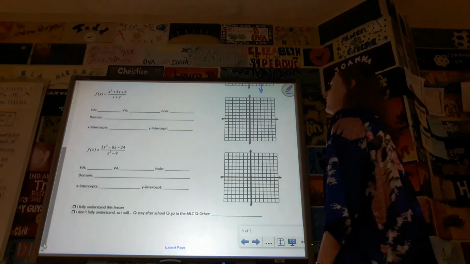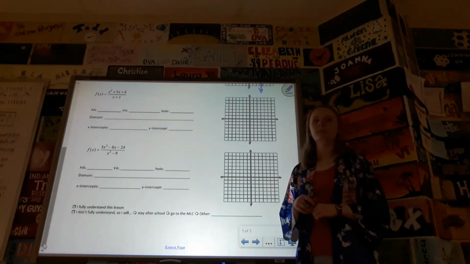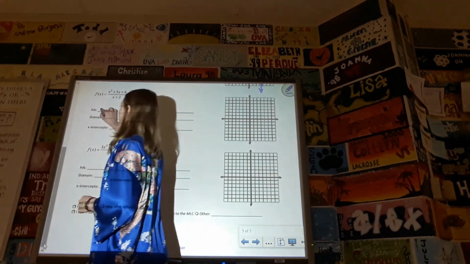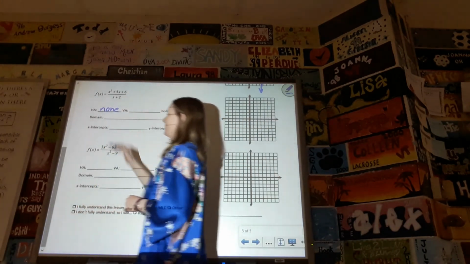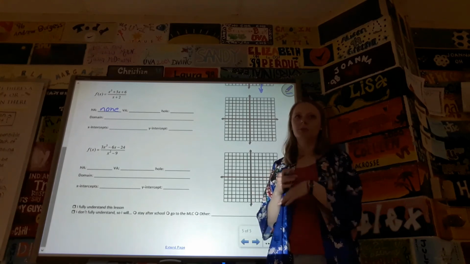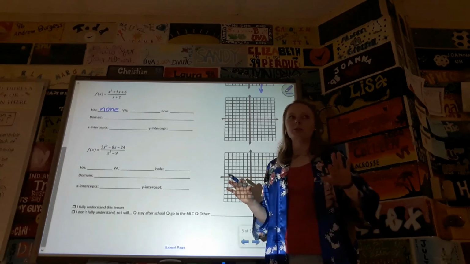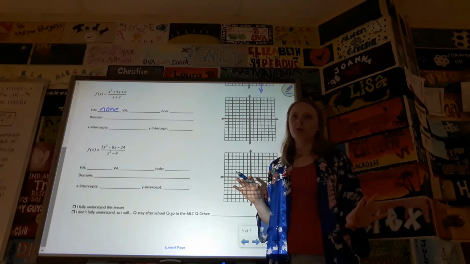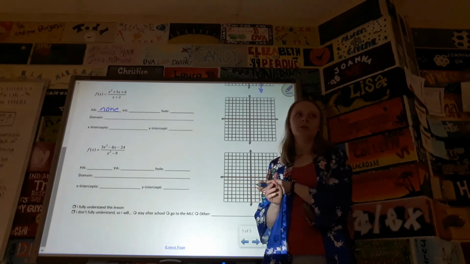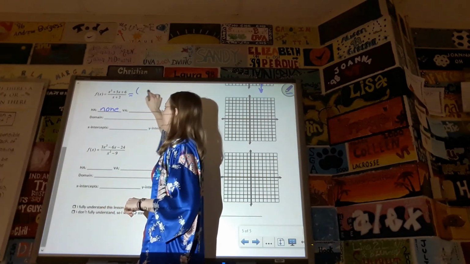Here we go. What do you guys get for the horizontal asymptote for this one? None. Why is it none? It's top heavy. The degree is higher on top, so no horizontal asymptote. Alright, before you do anything else, after you take care of the horizontal asymptote, what's the very next thing that you do? Factor and simplify. What would the factored representation of the top be?